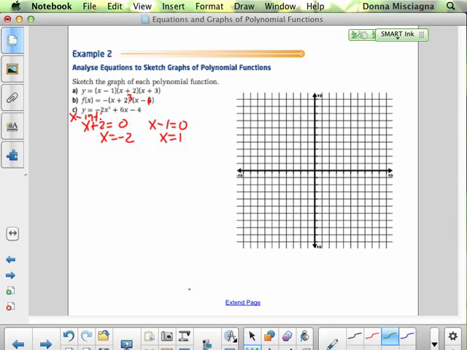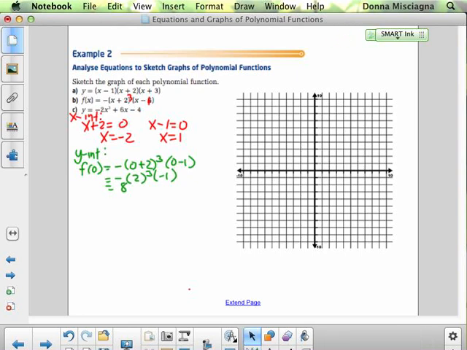Our y-intercept. So just plug in 0 for x. F of 0 equals negative 0 plus 2 cubed times 0 minus 1. So that's going to be negative 2 cubed times negative 1. That's going to be a positive 8. When it was a 4, it was much, much larger. Did not fit on the graph at all. All right, so we've got our x-intercept, y-intercept.